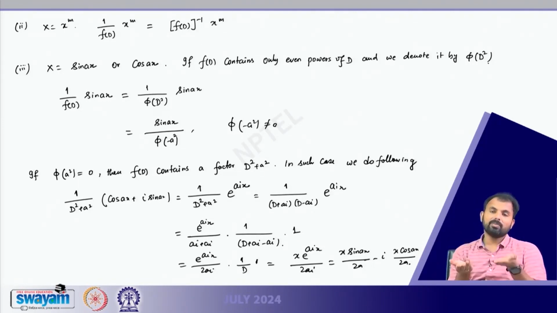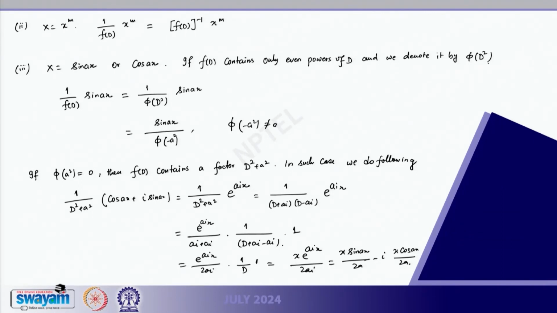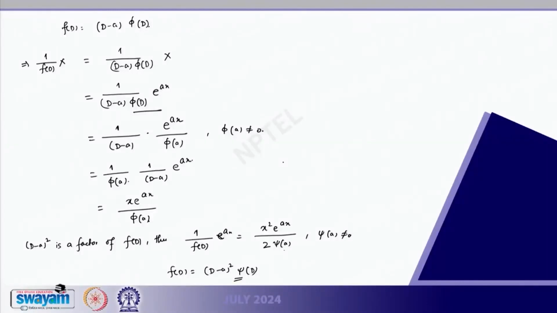Now, in case f(a) becomes 0, then D minus a is a factor in there. So, what we will do is write (D minus a) times phi(D), and then it will become 1 by phi(D) into 1 by (D minus a) into e to the power ax. You can replace D by a in phi, and the other part, 1 by (D minus a) into e to the power ax, can be handled by the technique that I have mentioned here, giving x e to the power ax.